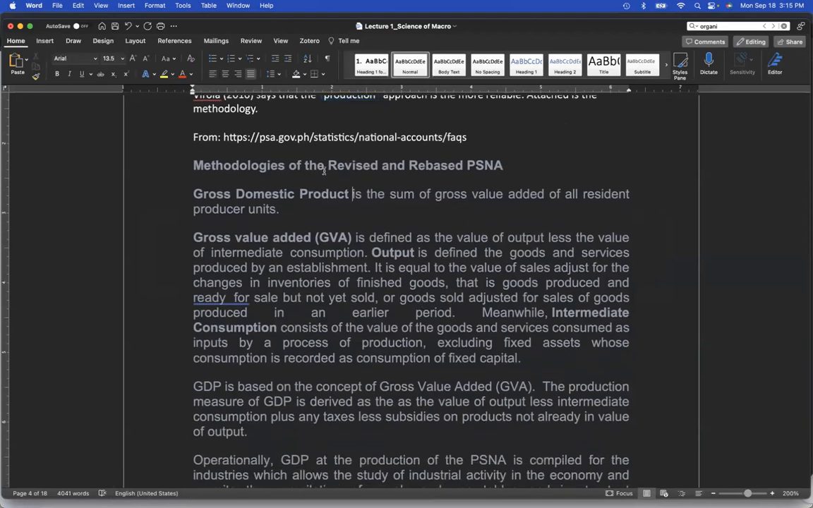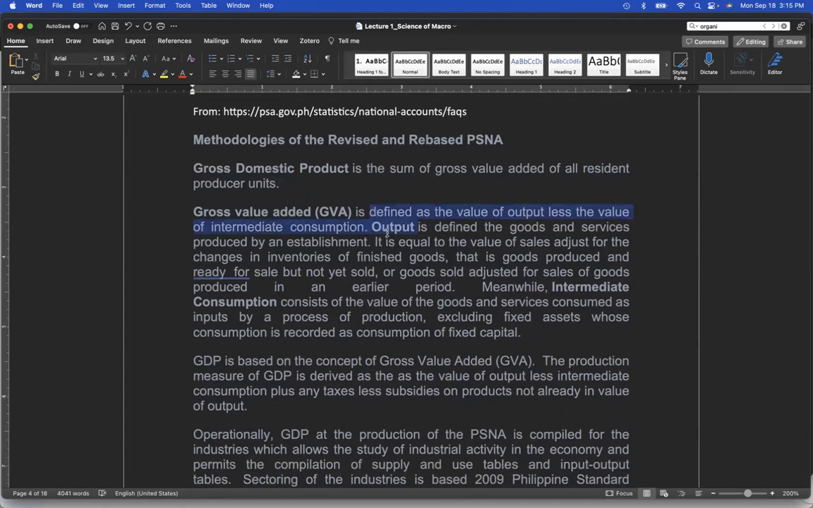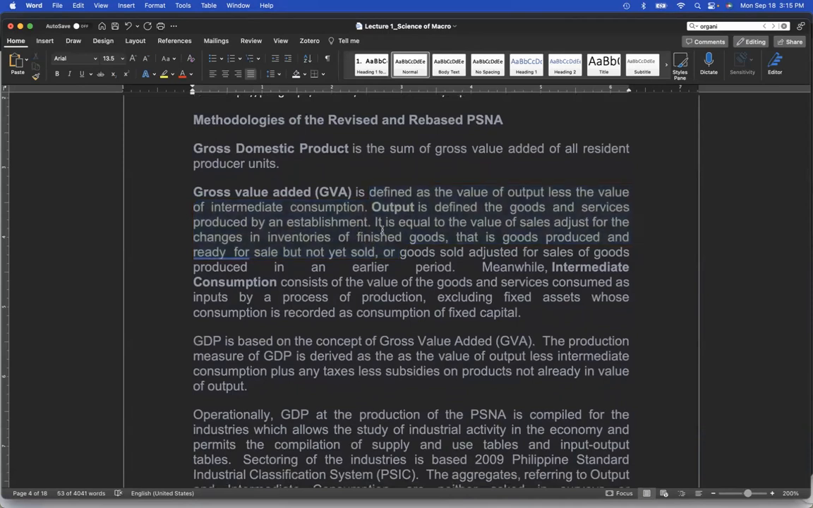But as you'll see here, how we compute GDP is the gross value added for all resident producer units. So this is the way we calculate the value of final products, right? Which is to use value added. Gross value added is defined as the value of output less the value of intermediate consumption. Output is defined as the goods and services produced by an establishment. It's equal to the value of sales adjusted for changes in inventories of finished goods, that is goods produced and ready for sale but not yet sold, or goods adjusted for sales of goods produced in an earlier period.